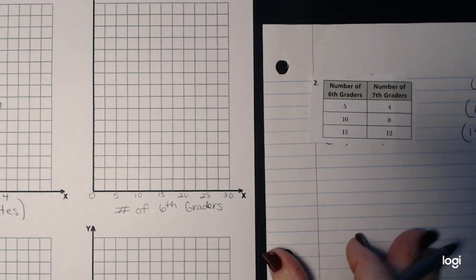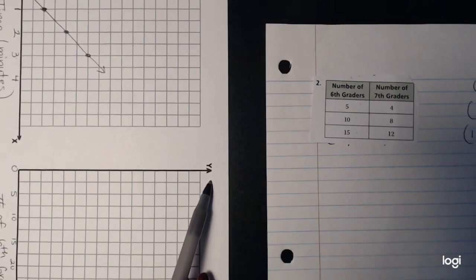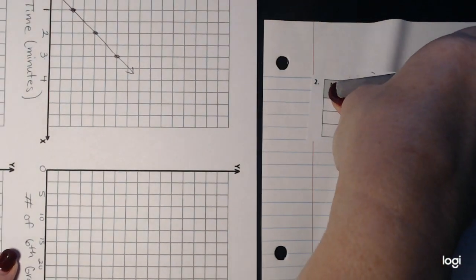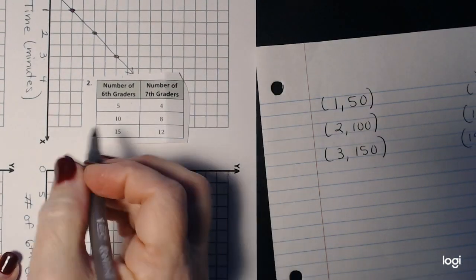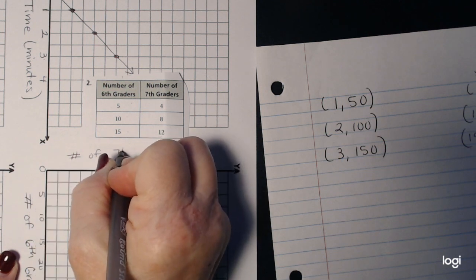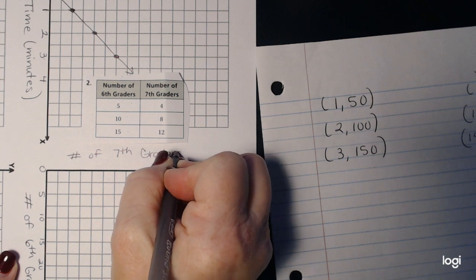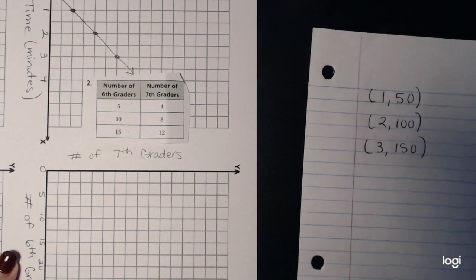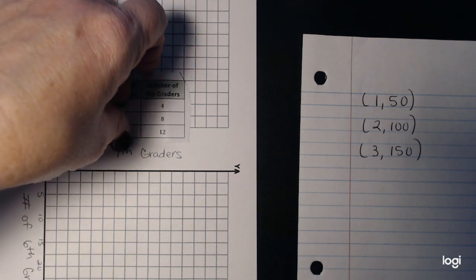All right, then we're going to take and turn our graph so we can do the y-axis right here. And if we look at our graph, it says number of 7th graders. So we'll put here number of 7th graders. We always need to make sure we label both of our axes so we know what information is being graphed. All right, so I'll turn this back.